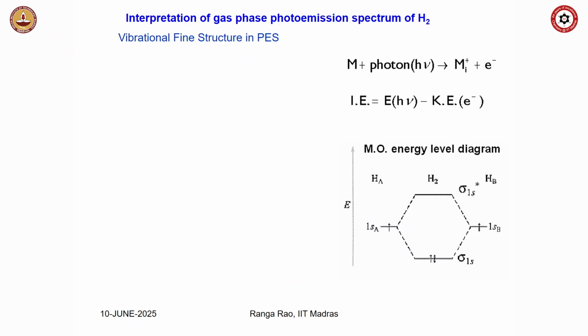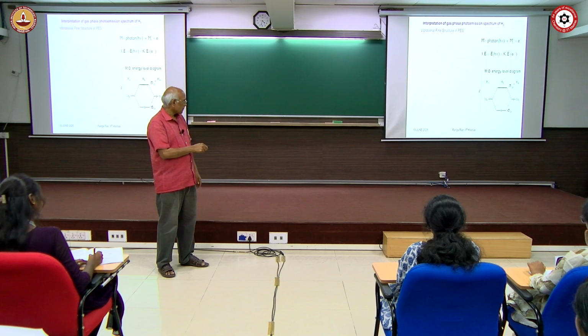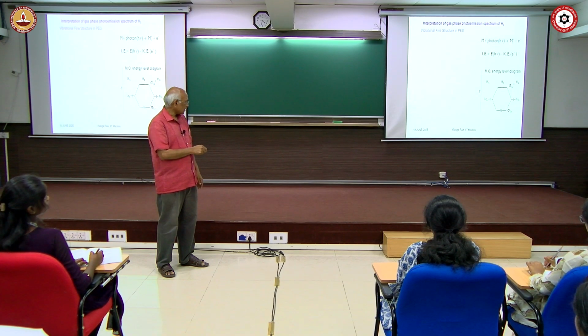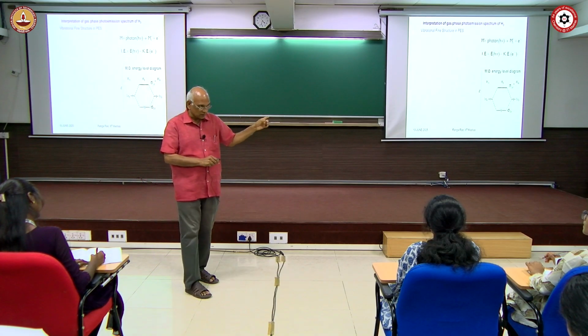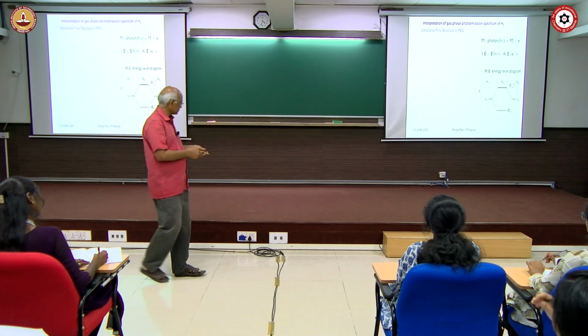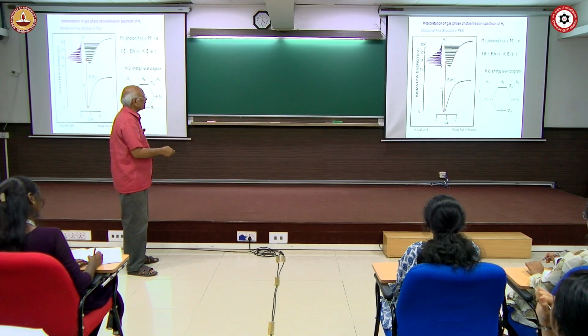Its 2 electrons form the bonding orbital, sigma 1s. Now I can take this hydrogen and photoionize it, removing one electron. A molecule plus photon gives you molecule plus plus electron. So the ionization energy is equal to hν minus kinetic energy. Here we call it ionization energy, not binding energy. Now what kind of spectrum can you expect?